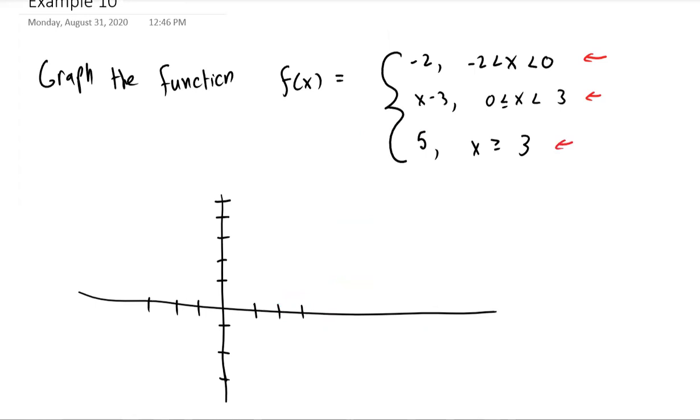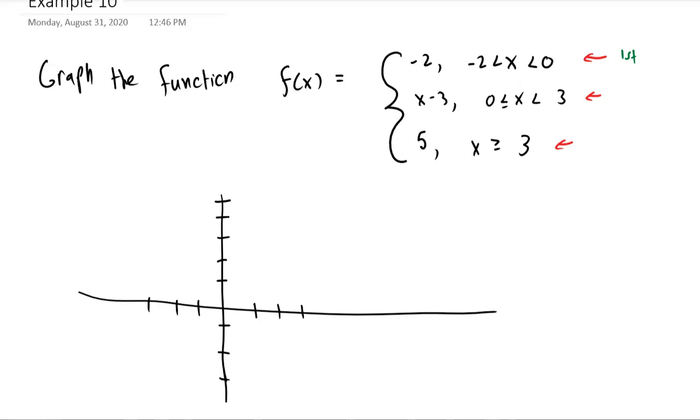So again, always start working from left to right. So smallest values of x, so largest negative values of x, working towards the largest positive values of x. Okay. So largest negative to largest positive. So working left to right, we're going to start first with this one. This corresponds to the smallest values of x. So on the interval -2 to 0, not including the endpoints, our function is defined as -2.